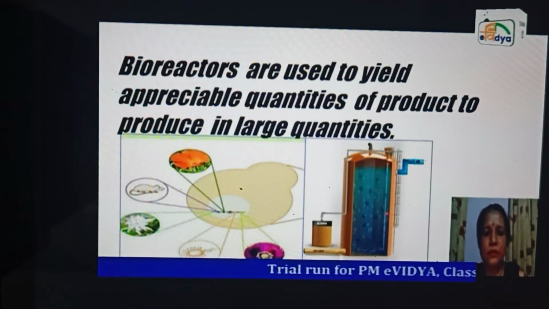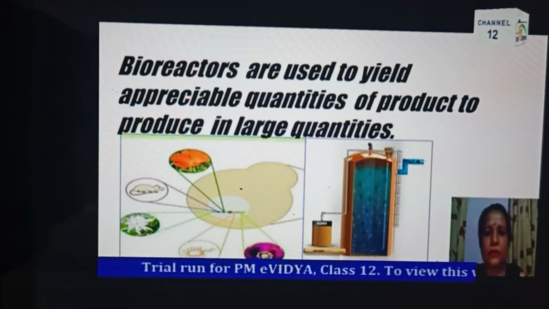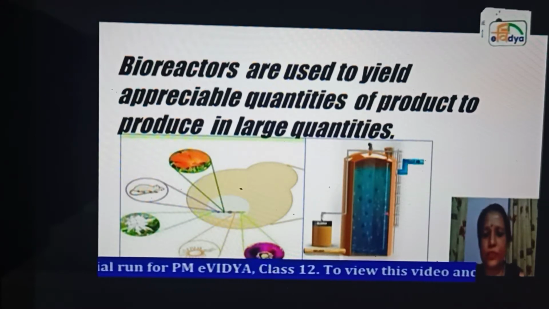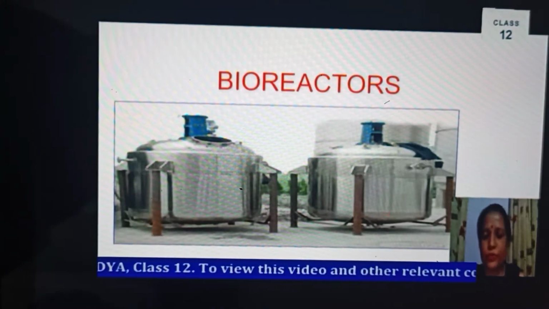Here is a bioreactor and we will obtain large quantities of our product. These are also bioreactors.